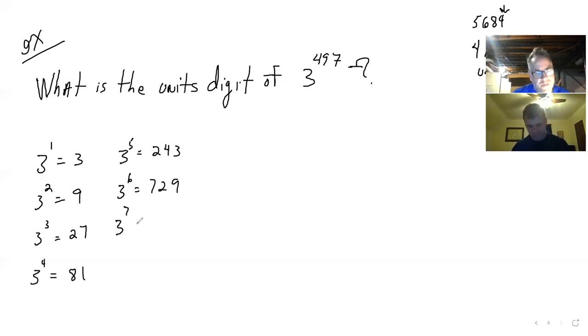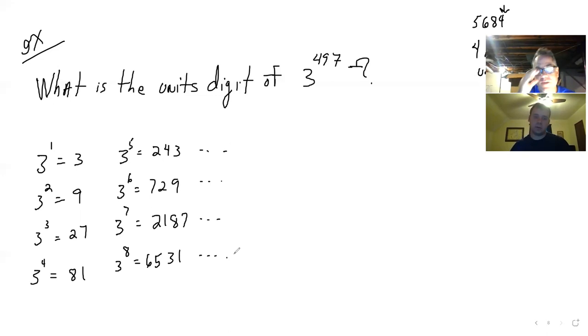So this would be 3 to the 7th. I'm going to get 2187. 3 to the 8th, 2187 times 3, 6,561. Now I can keep going forever and ever. And I've got these 4 rows, and then I'm looking at it. Eventually I would get to 3 to the power 497, but let's make an observation.